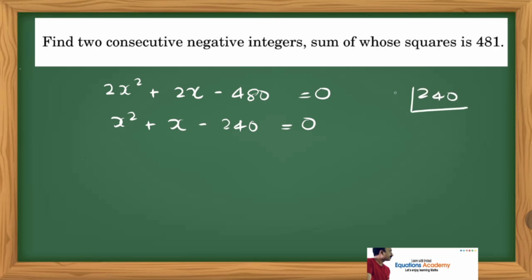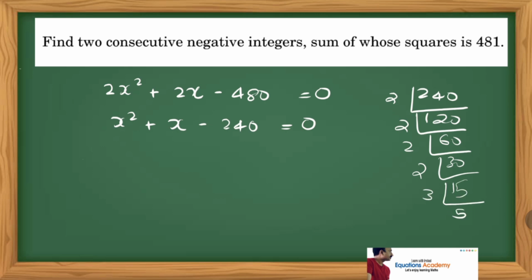240, when we prime factorize, we will get 120, again 60, again 30, 15, now 3, 5. Now we will write x square plus, instead of x we have to get there 1x. We will write 2 into 2 is 4, 4 into 2 is 8, 8 into 2 is 16 and 3 into 5 is 15. So 16 into 15 is 240 and 16 minus 15 is 1x.